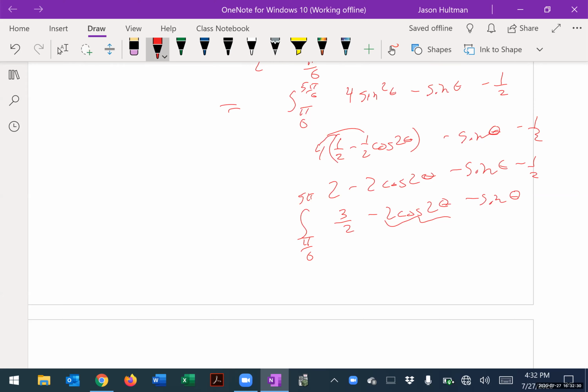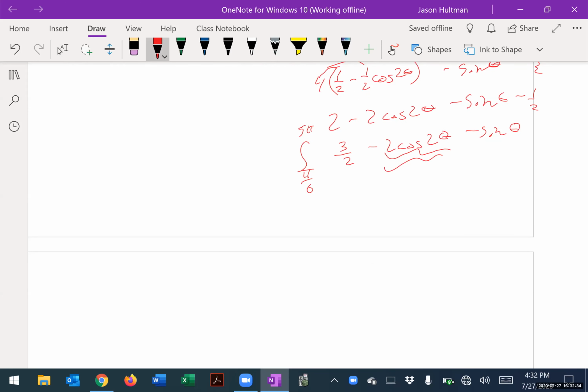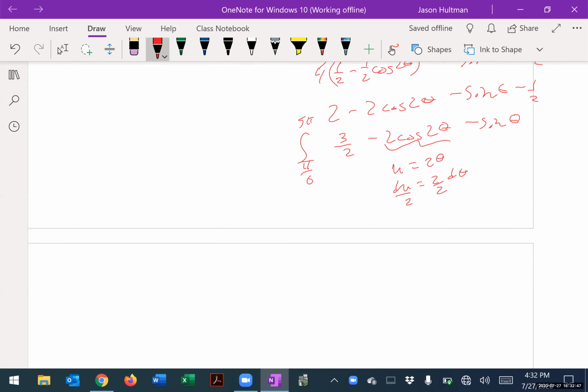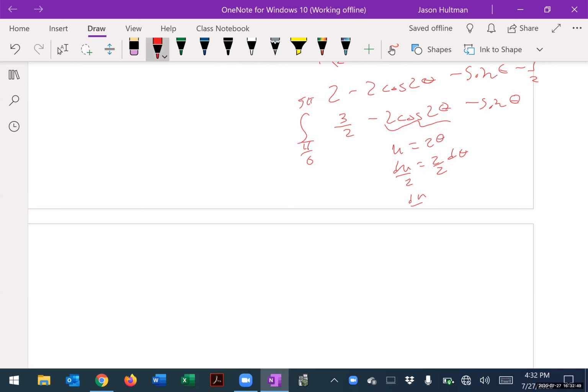Okay, and then when we integrate our u, well, let's just do it symbolically here, real quick. Okay, u is equal to 2 theta, du is equal to 2 d theta, divide by 2. Okay, and we get du over 2 equals d theta, right? So I would get minus 2 times the cosine of u, du over 2. So what happens? Well, these two cancel each other out.